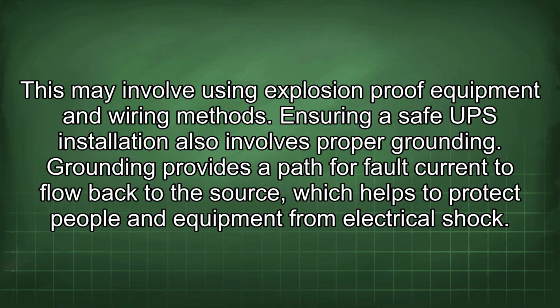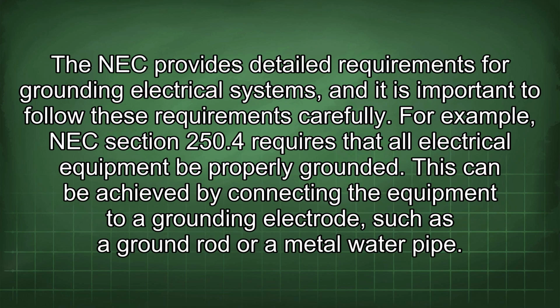Ensuring a safe UPS installation also involves proper grounding. Grounding provides a path for fault current to flow back to the source, which helps to protect people and equipment from electrical shock. The NEC provides detailed requirements for grounding electrical systems, and it is important to follow these requirements carefully. For example, NEC Section 250.4 requires that all electrical equipment be properly grounded. This can be achieved by connecting the equipment to a grounding electrode, such as a ground rod or a metal water pipe.